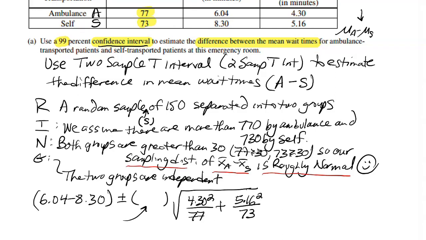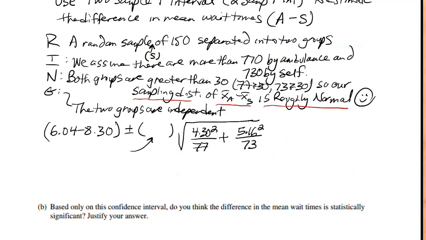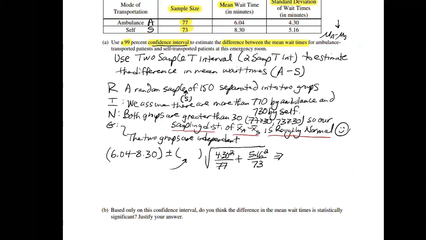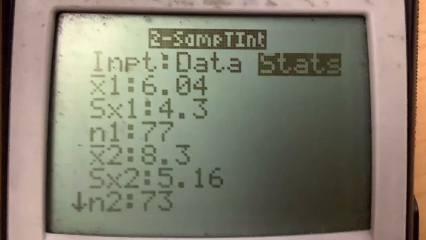And then to get this t star, I would like to use the calculator. So let's take a minute, and I encourage you to pause the video and see if you can find the right function on your calculator and type the numbers in right, and we'll get the interval. I'm going to calculate this by doing a two-samp t interval.